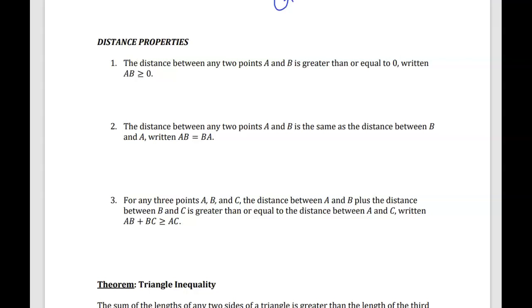I want to discuss some of the properties regarding distance. One of the things we need to note about distance is that it cannot be negative. And when we talk about distance, it has no direction. Okay? Direction is basically giving us that positive or negative. Distance is just telling us how far it is from point A to point B.